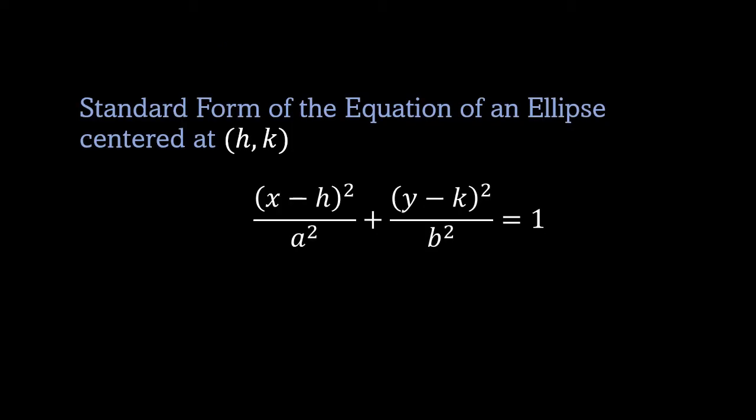So today we're going to talk about the standard form of the equation of an ellipse centered at a center other than the origin, and we're going to name the coordinates of that center h and k.